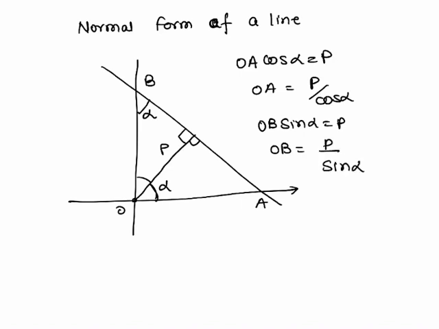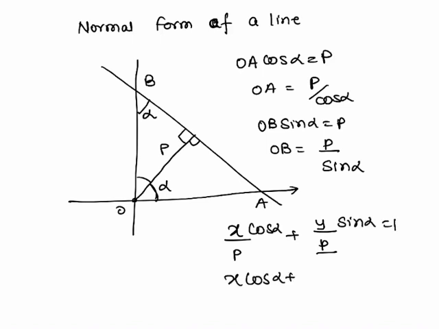Now we can use the last form, the intercept form: x by OA, OA is P by cos alpha, so cos alpha will go upside, plus y by OB, OB is P by sin alpha, so sin alpha will go upside, equals 1. If I simplify, x cos alpha plus y sin alpha equals P. So this is x cos alpha plus y sin alpha equals P, the normal form of the line.